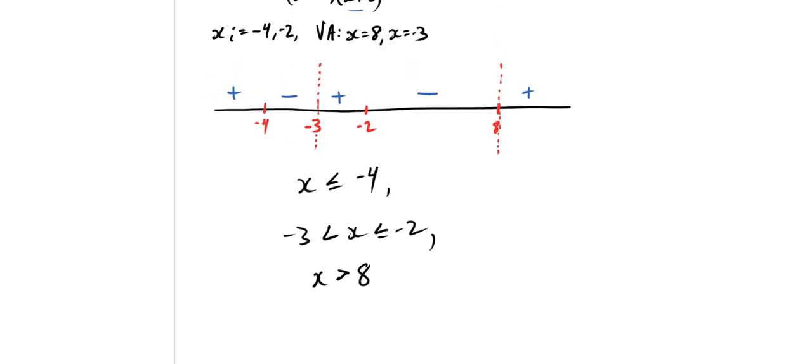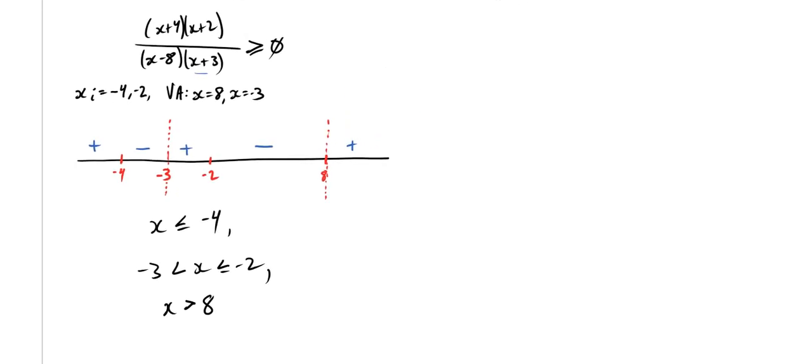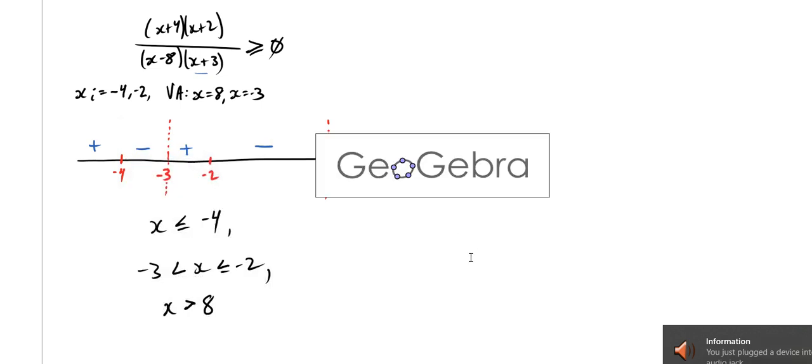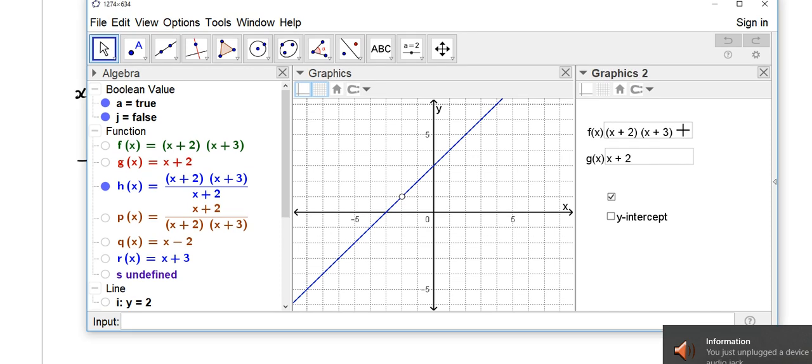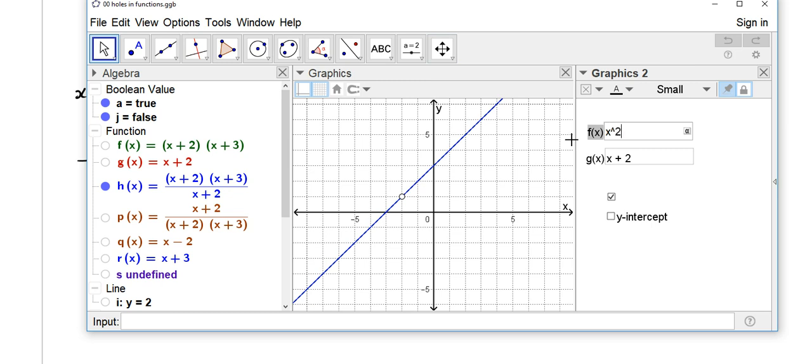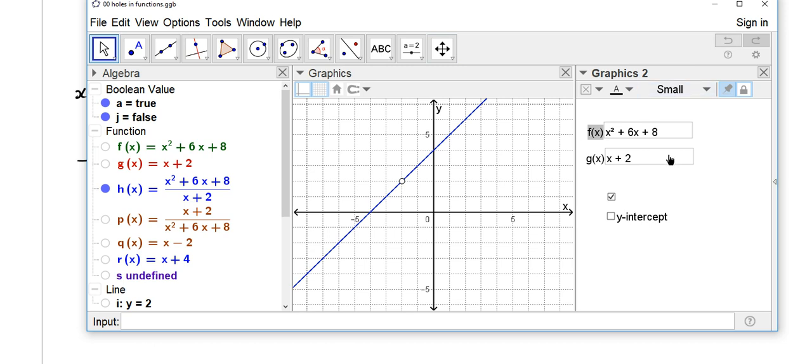It would be awesome to go back. Actually, let's do it. I'm going to do it right now. We're going to graph this. Okay, so the top of this function, I'm going to graph the original function, was x squared plus 6x plus 8. And the bottom of this function was x squared minus 5x minus 24.